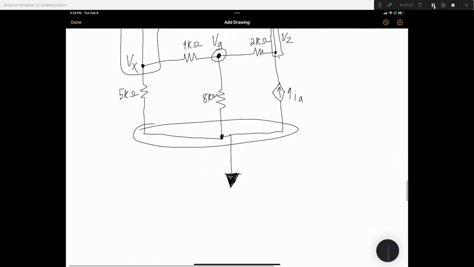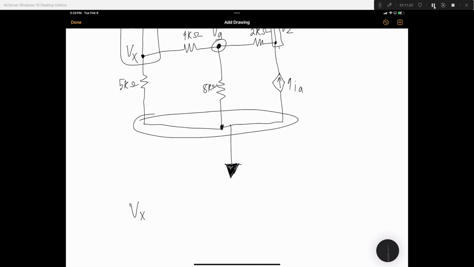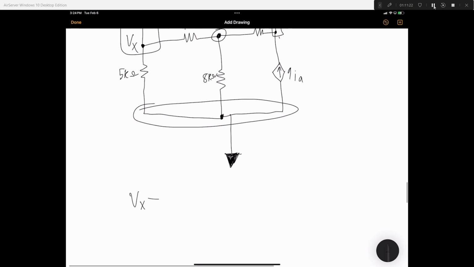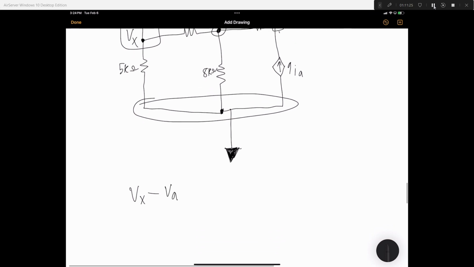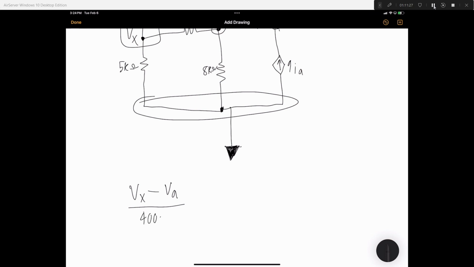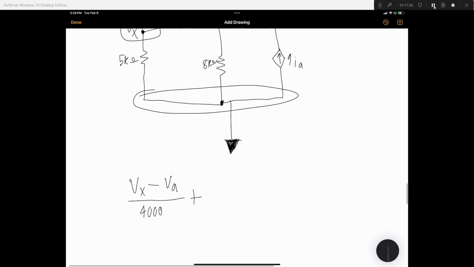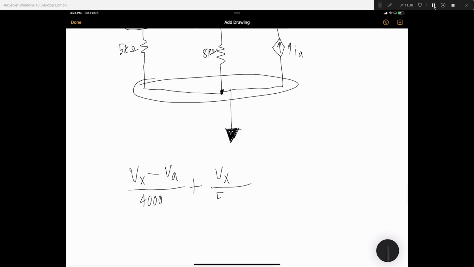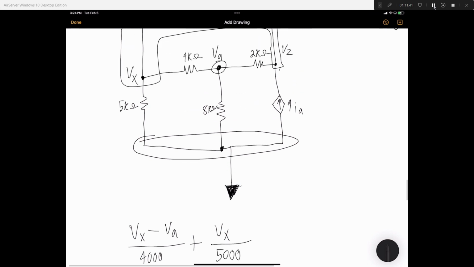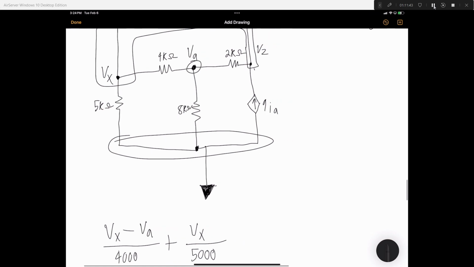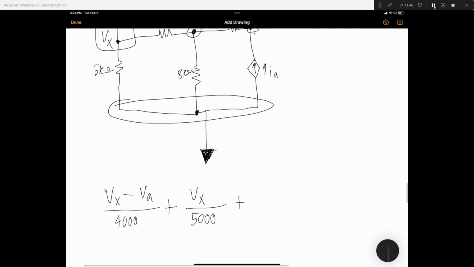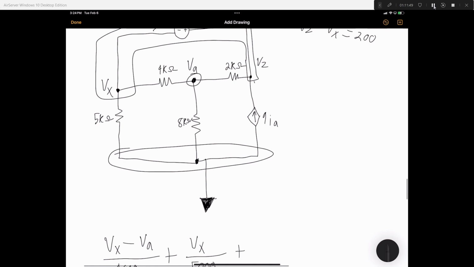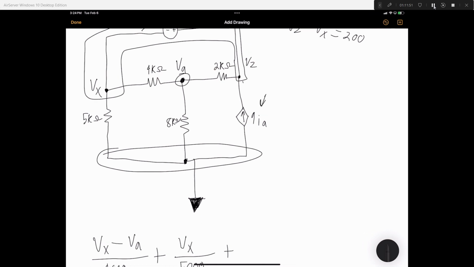So we're going to do V of x minus VA divided by 4,000 plus VX divided by 5,000. That's the 2 on that side. And then we'll do this one plus. We have a current here, a current controlled voltage source. How do we do that?